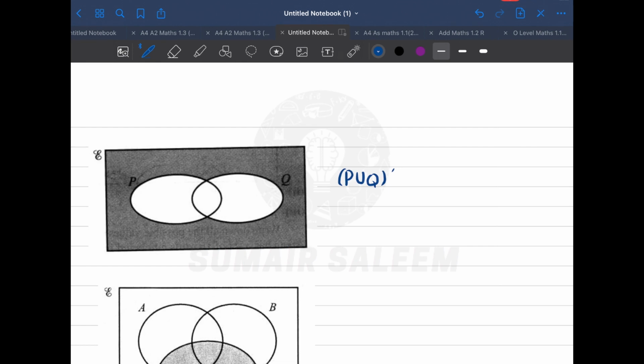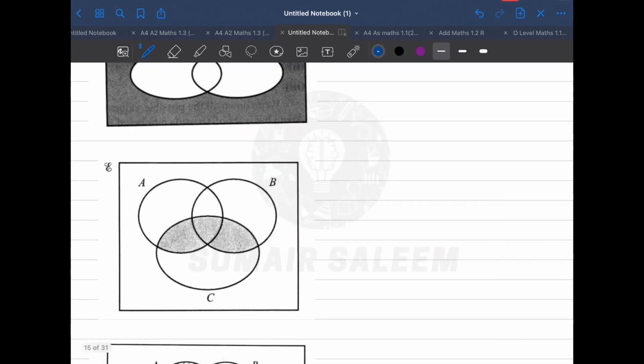Now let's do a bit more complicated question. If you see this question, guys, I can see A union B intersection C. That's what I have thought. But I'm still not sure about my answer because it includes part of C and it includes most of the part of A and B.